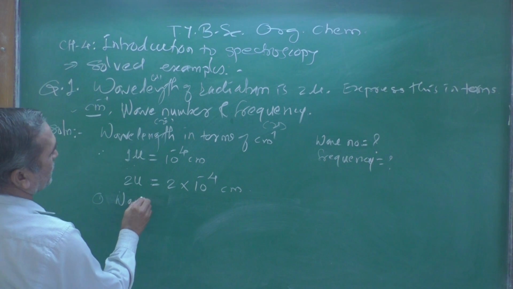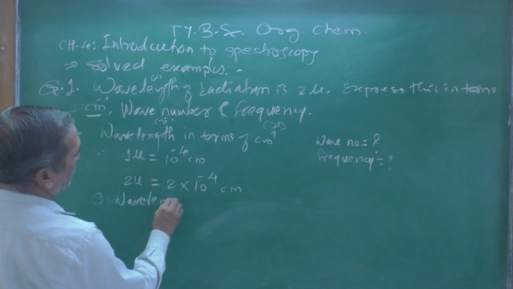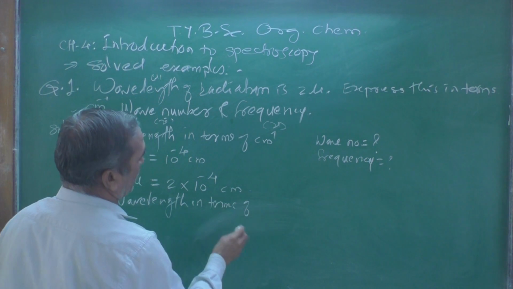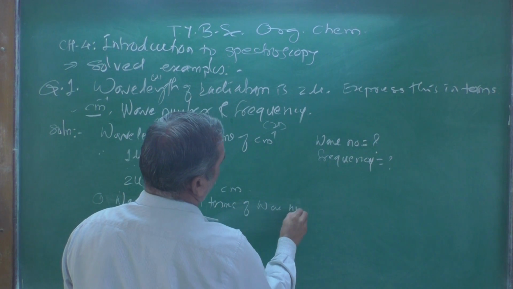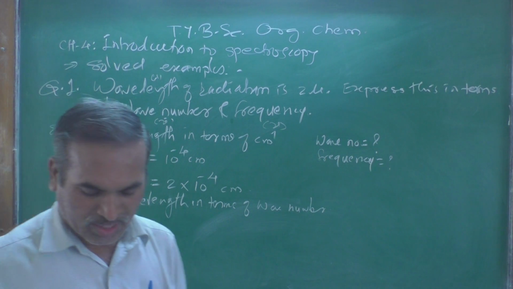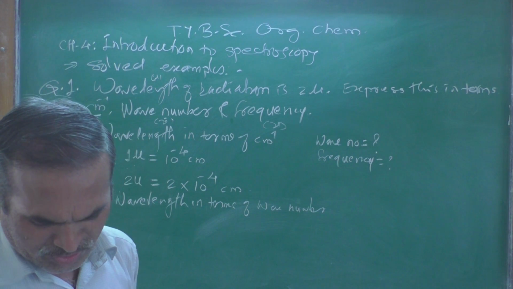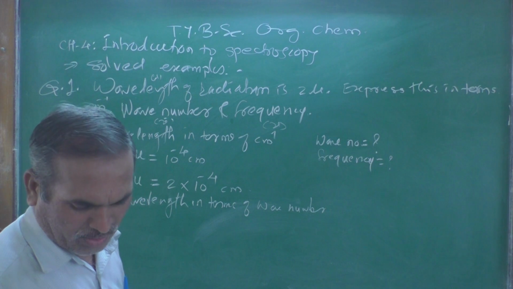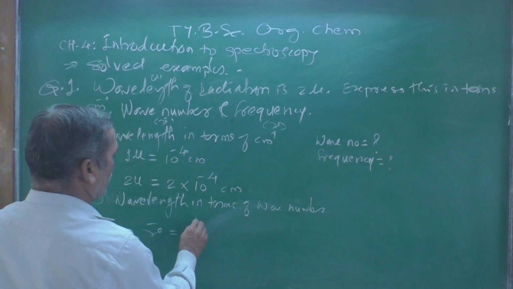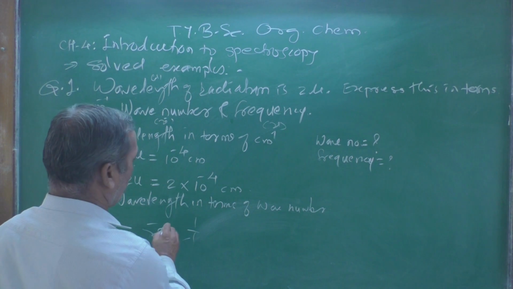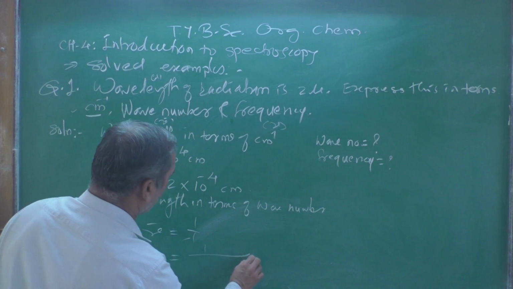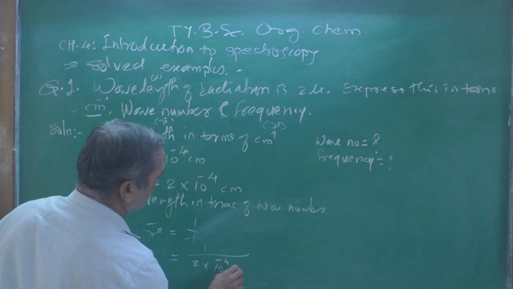Wavelength in terms of wave number. So how do you calculate this? As we know, the formula for wave number is equal to 1 by lambda, right? And the wave number is 1 divided by 2 into 10 raised to minus 4.